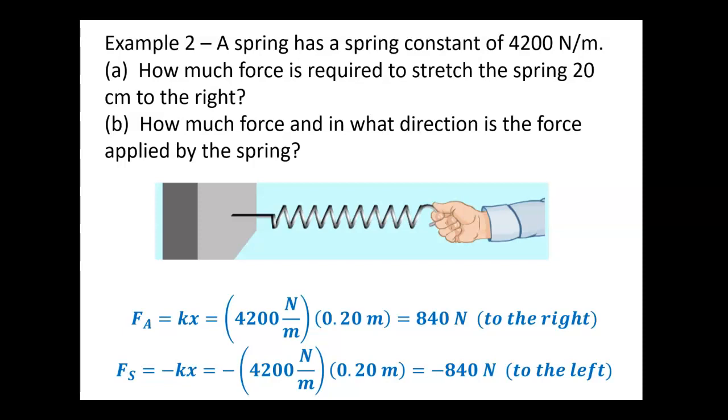As a result of being stretched, the spring is going to exert a force in the opposite direction. The spring force would be negative kx, and so it would be negative 840 newtons, or in other words, 840 newtons pulling to the left.